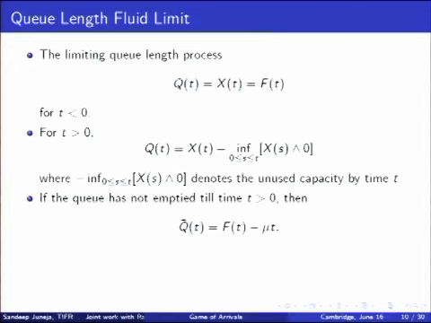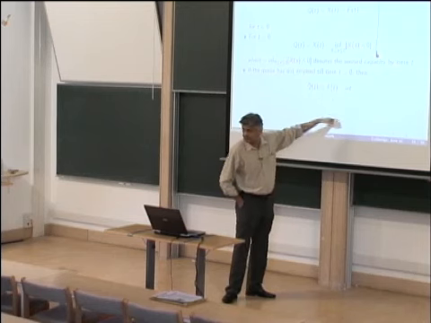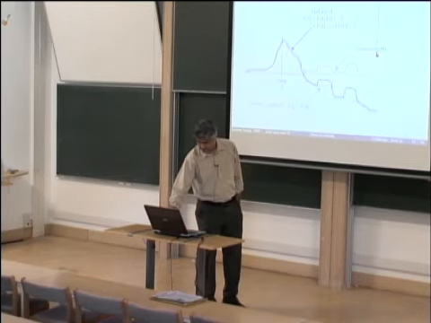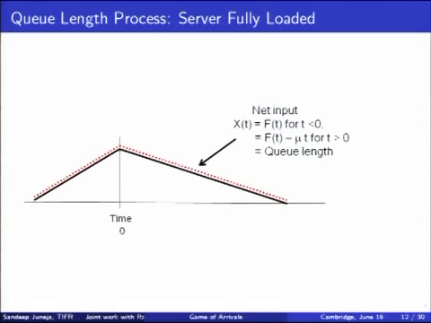So in particular, if the queue has been busy till time t, then the queue length process is simply f of t minus mu t. So that's worth keeping in mind. All right, so you've seen this picture before. But this is to keep in mind that the queue length is f of t minus mu t if the queue has been busy throughout. So we'll argue that that's going to be the case in the equilibrium.